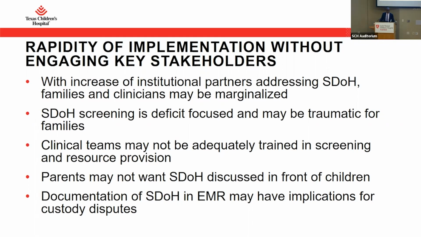And then documentation of social determinants of health in the EMR may have implications for custody disputes. So with the 21st Century Cures Act and so much more access to our medical records, if two family members are having a dispute around custody, and you can see everything, all the screens that have been done and what the other person is positive for, then that could have huge implications. So huge legal issues that hospitals are grappling with. So all of that really requires a need to be thoughtful.